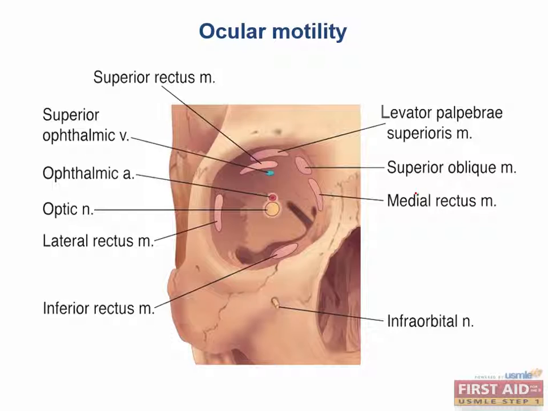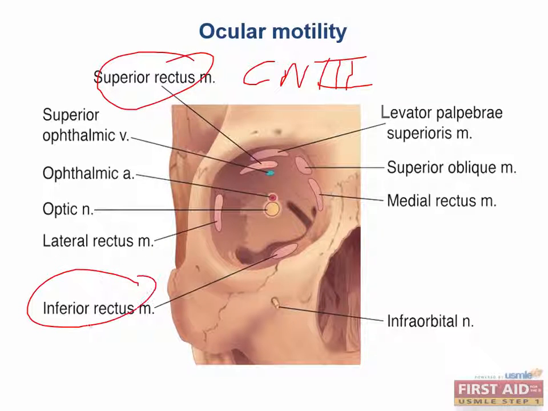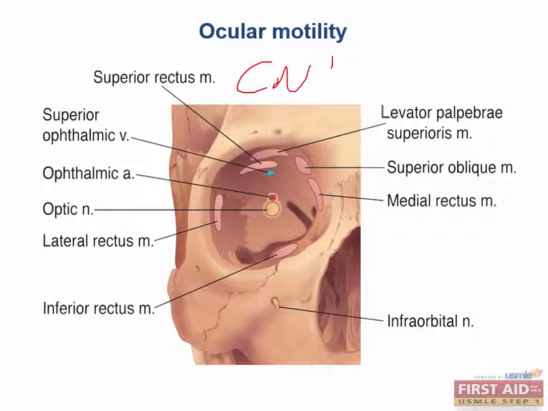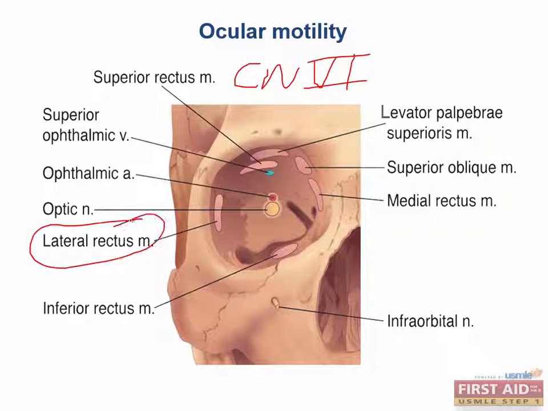There are 6 muscles that move the eye around and 3 cranial nerves that innervate those muscles. Cranial nerve 3 actually innervates 4 of the 6 muscles. It innervates the superior, inferior, and medial recti muscles as well as the inferior oblique. Cranial nerve 3 also controls pupillary constriction as well as the levator palpebrae muscle. Cranial nerve 4 only innervates the superior oblique muscle, while cranial nerve 6 innervates the lateral rectus.